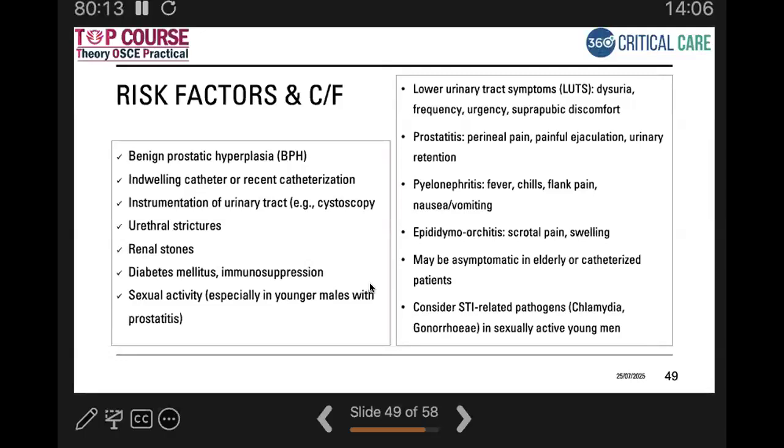Okay. And what are the symptoms in men which are different from the general UTI? Along with the lower urinary tract symptoms, the patient can have perianal pain, painful ejaculation, and urinary retention as additional signs and symptoms when the patient is having prostatitis. The patient can have scrotal pain and swelling when they have epididymo-orchitis, and elderly patients could also be asymptomatic. Especially in sexually active men, you have to look for any genital ulcers or genital lesions for a sexually transmitted infection, which forms a major part of UTI in men.